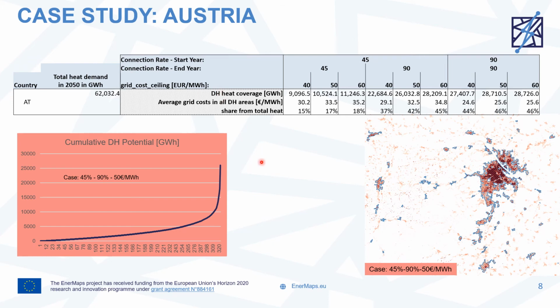I have also looked into the cumulative district heating potentials in this graph. So here on x-axis you see the coherent areas or potential district heating areas, and in the y-axis you see the cumulative district heating potential. It can be seen that most of the potential district heating areas are pretty smaller areas, and only a few larger district heating potential areas can be spotted, which are related to the larger cities in Austria.